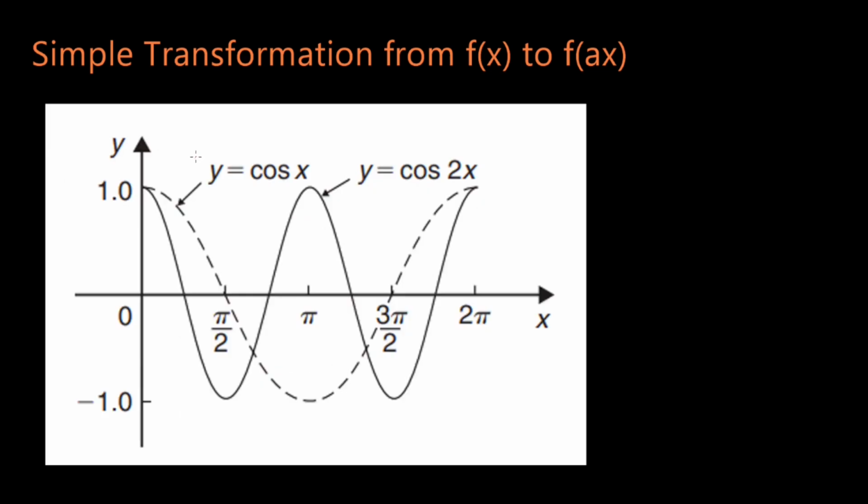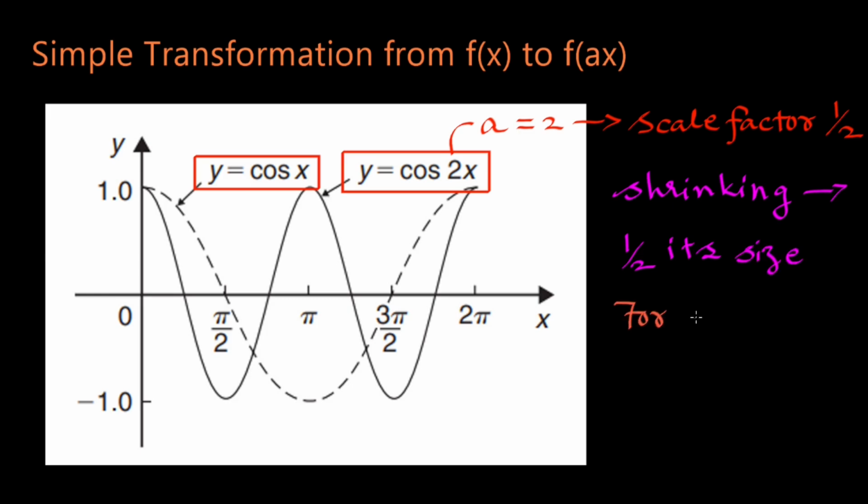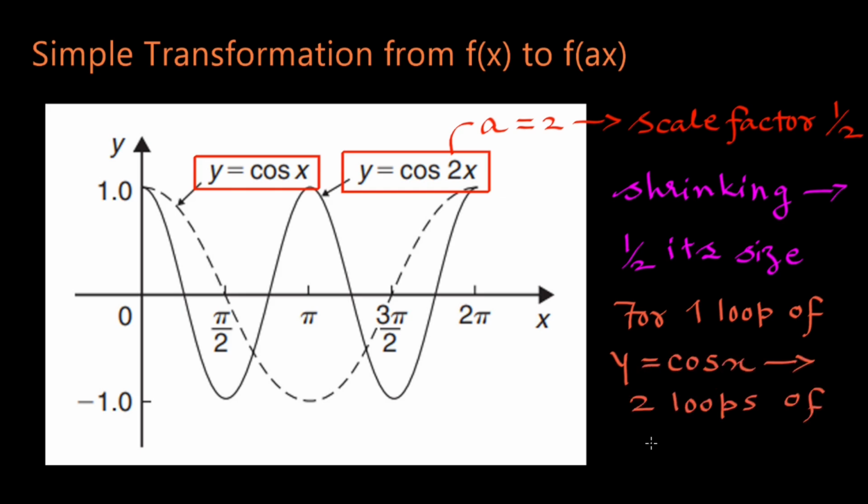Here, simple transformation of the curve y = cos x to y = cos 2x, where a is 2 and hence the scale factor 1/2. This transformation can be obtained by shrinking the curve to half its size. So, for one loop of the curve y = cos x, we get two loops of the curve y = cos 2x.